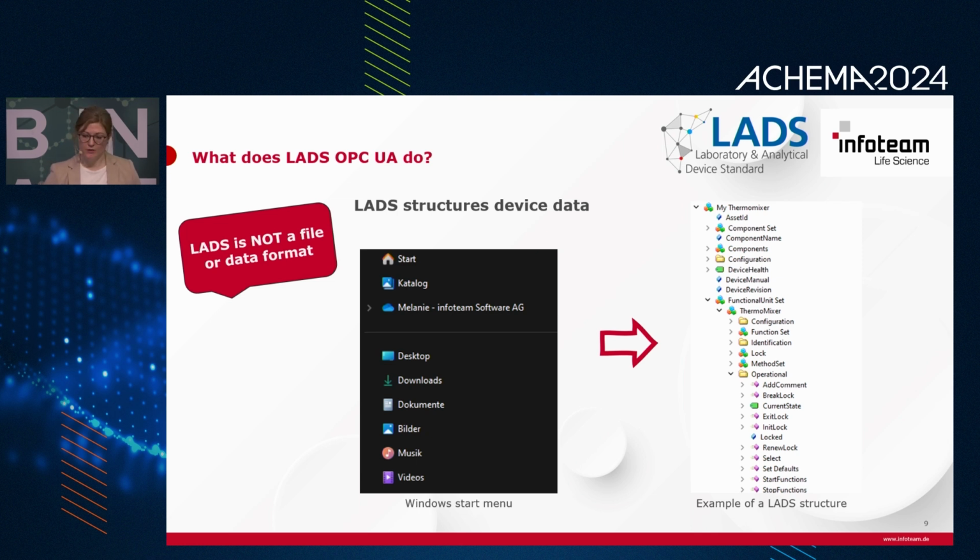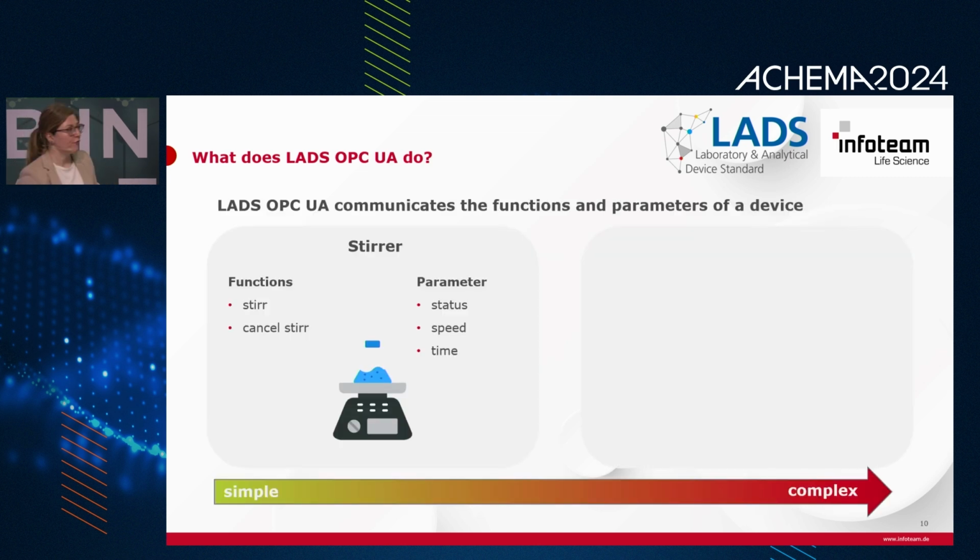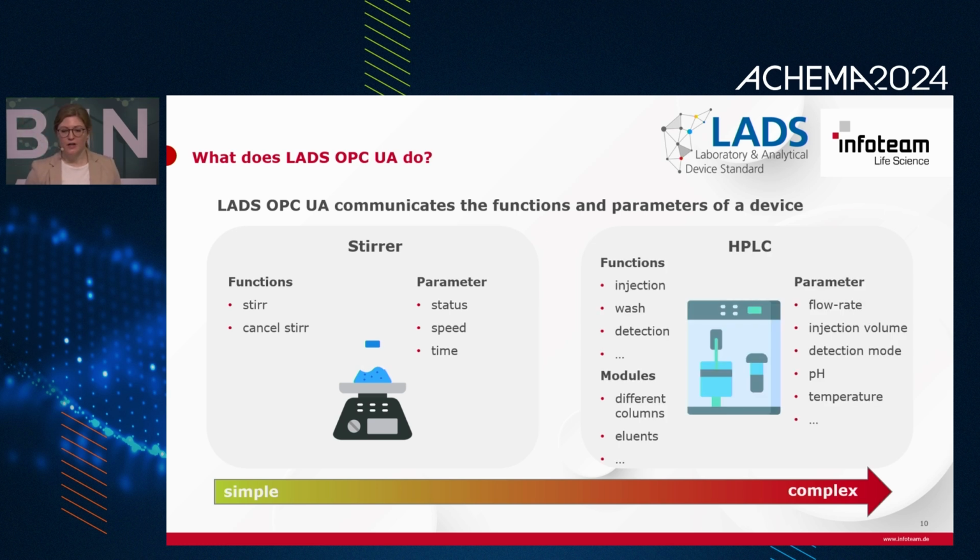and thereby it provides generic patterns and rules so to integrate different types of instrumentations, and that the systems and devices can speak with each other. So, for example, if you look at a stirrer, which is quite simple, you have just two functions, to stir or cancel stir, and 3 parameters. But if you look at a HPLC, you have more functions, more parameters, and more methods. So that is why parameter and function information need to be categorized, which LADS does. So it makes it easy for other systems to recognize this information and to work with it.